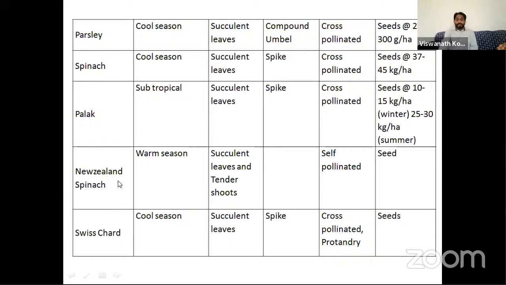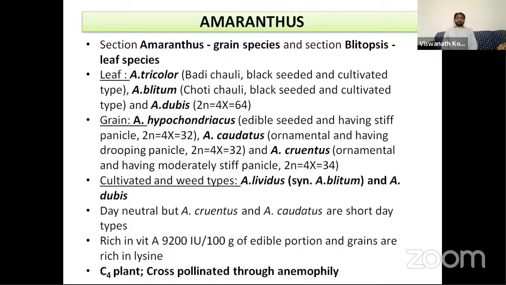So an important leafy vegetable is Amaranthus, belonging to the genus Amaranthus. The genus Amaranthus has two sections. Again, section Amaranthus has various species, where the section Blitopsis has the leaf species. There are different species in Amaranthus, like Amaranthus tricolor, the Periya Cholai. In Hindi it is called Badi Choli, which means big, and Amaranthus blitum is Choti Choli. And the leaf types and the grain types are Amaranthus hypochondriacus, Amaranthus paniculatus, and Amaranthus cruentus.